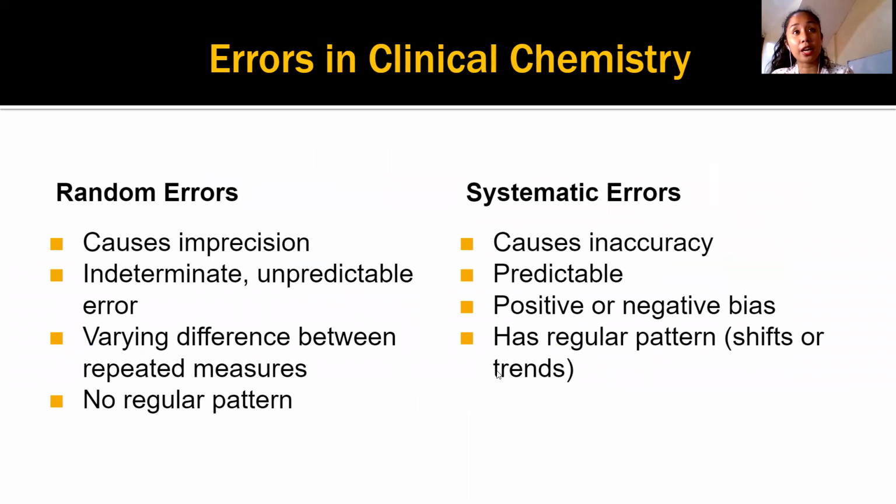So, what are the types of errors in the clinical chemistry section? We have random errors. So, ano pang ibig sabihin ng random? Diba? It's something that randomly happens. It's something that you cannot control. It's something that is unpredictable. Diba? So, class, random results cause imprecision.